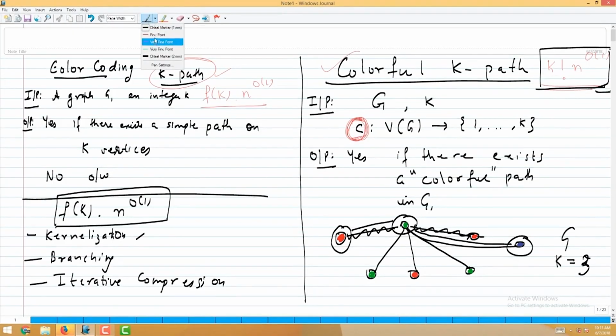What am I doing? I'm computing a random coloring and running the colorful k path algorithm, and I'm doing this e to the power k times. So what's the running time for the k path problem? I'm solving the colorful k path problem e to the power k times, and computing a coloring uniformly at random takes just polynomial time. So basically this is e to the power k into k factorial.